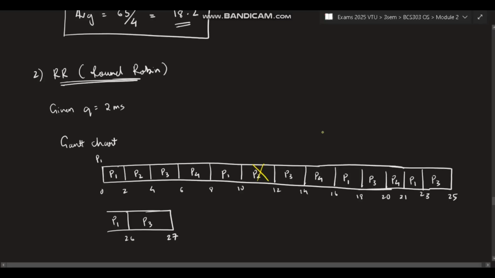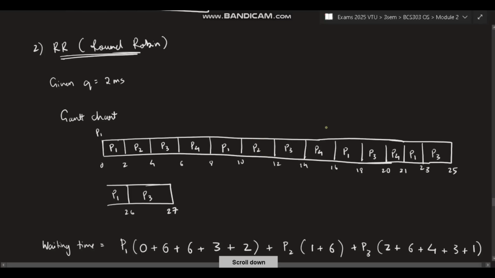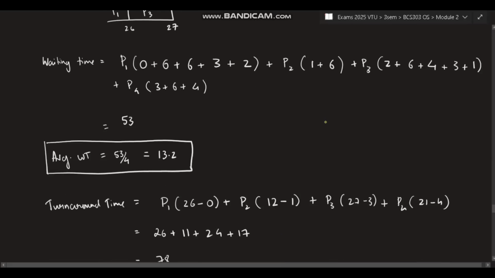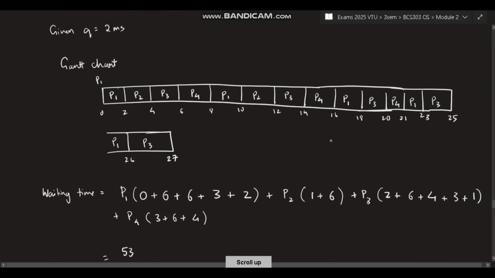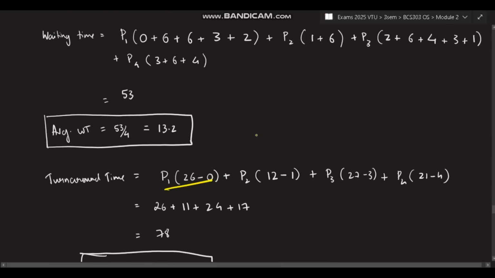Okay, so let's understand how to calculate the waiting time and turnaround time. First, let's have a look at turnaround time, because waiting time is a bit different. Turnaround time is the same as before. What is the meaning? Turnaround time means when a process completes minus when it arrived. Very simple. When it got completed minus when it had arrived. So P1 arrived at 0. When P1 got completed, 26. So 26 minus 0, 26. So P1 is 26.